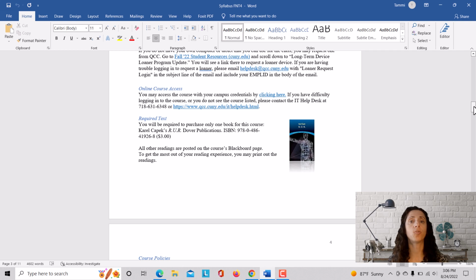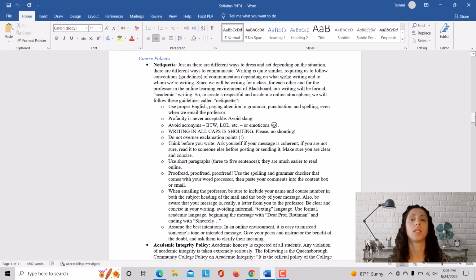Required text. So you'll be required to purchase one book for this course, Carol Capex RUR. All the other readings are posted on the course's Blackboard page. So I think to get the most out of these readings, you might find it beneficial to print out the readings. Course policies. So first we start with something called netiquette.